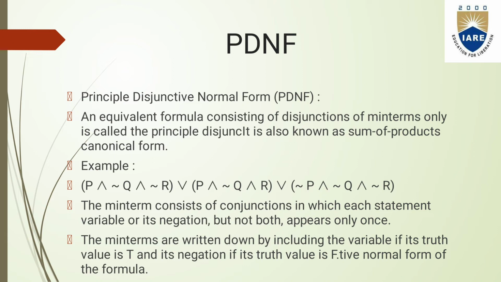So, principal disjunctive normal form. An equivalent formula consisting of disjunctions of min terms only is called the principal disjunctive normal form, and it is also called the sum of products canonical form. So you can see the example given below. A min term consists of conjunctions in which each statement variable or its negation, but not both, appears only once. The min terms are written down by including the variable if its truth table value is true and its negation if its truth value is false. Normal form of the formula.